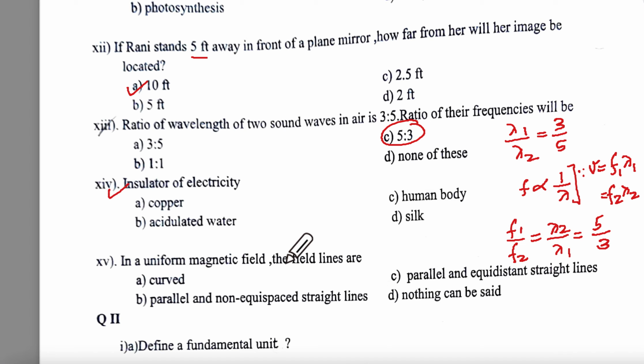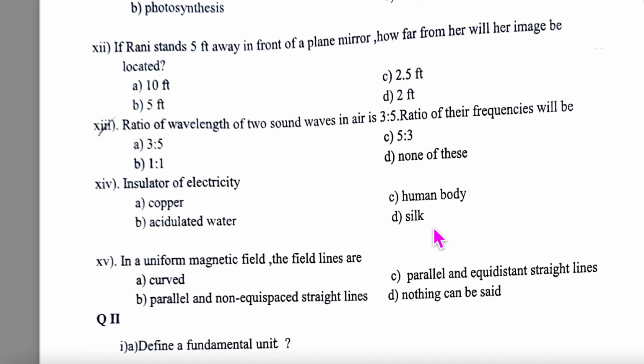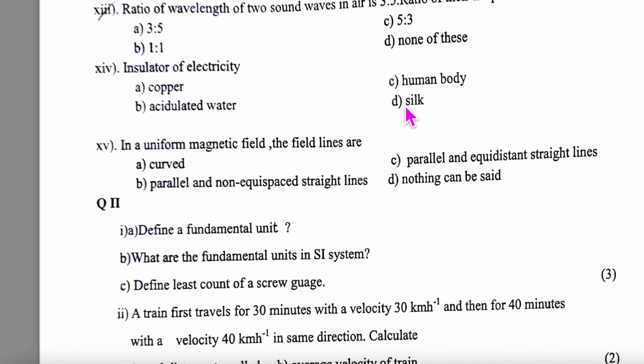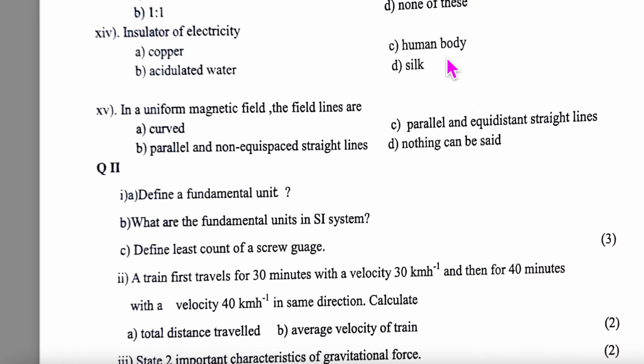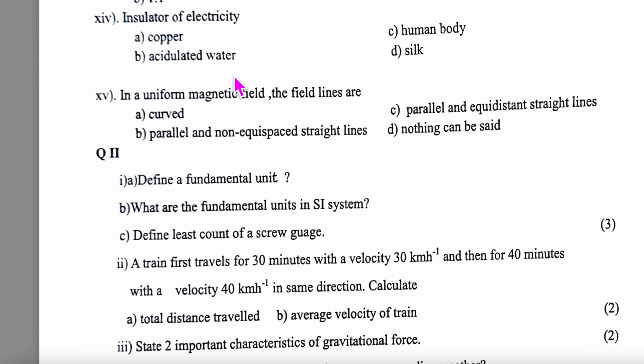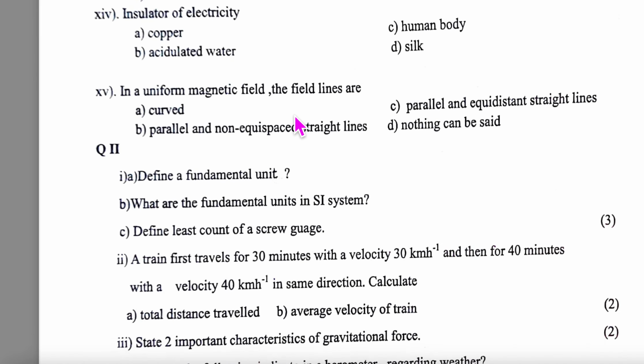This is easy. Insulator of electricity is which one? It will be silk. Okay. Human body can get a shock, so it is a conductor of electricity. Copper is a metal. Acidulated water is an electrolyte, so they will conduct electricity. Silk will not.